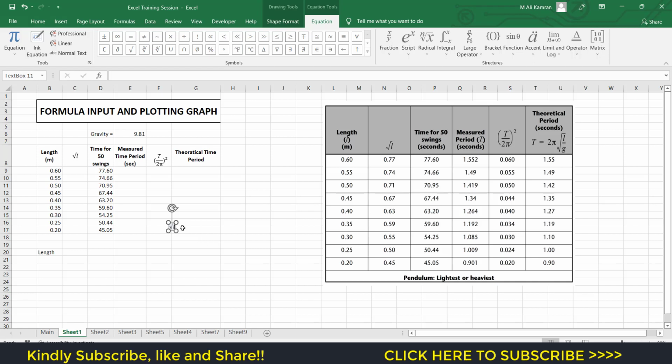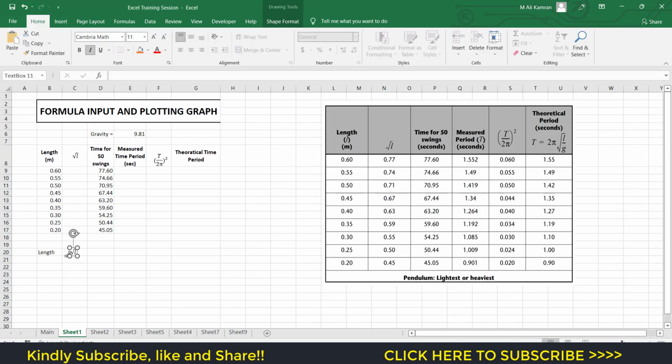So this is the square root L. Now we can put it here. We need it here, so we will put it here, right? And similarly, we will write the units of length. So the units of length are in meters, right? So this is in meters. Similarly, this is the length, and then we will write the time for 50 swings.